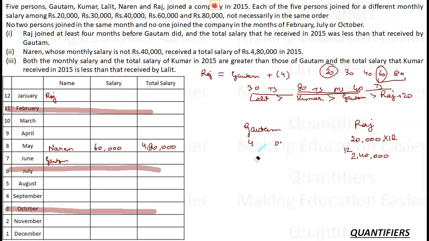Let's think about something else now. Let's think that Raj is working for, Raj cannot work for 11 months, okay? Because nobody joined in February. Raj can work for 10 months. In that case, the salary is 2 lakh. In order to exceed this salary, see, in 5 months it will be equal, 2 lakh. So he has to work more than 5 months. So he has to work for at least 6 months.